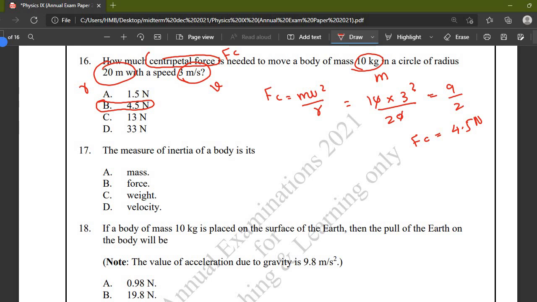Now let's see question number 17. The measure of the inertia of the body depends on which of the following quantity? So we know that inertia is a measure of the body that resists change in its state. So the mass is the quantity that resists the change in the state of the body. Greater the mass, greater is the inertia of the body. So inertia is a property that is directly proportional to mass. Option A is the right answer for this question number 17.